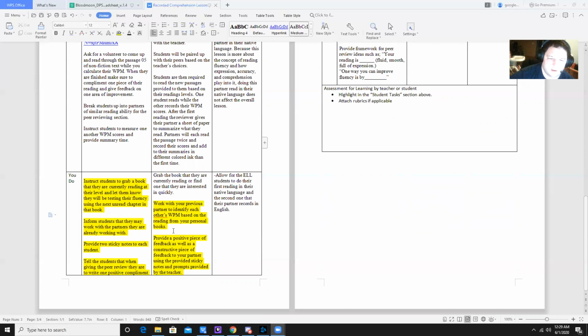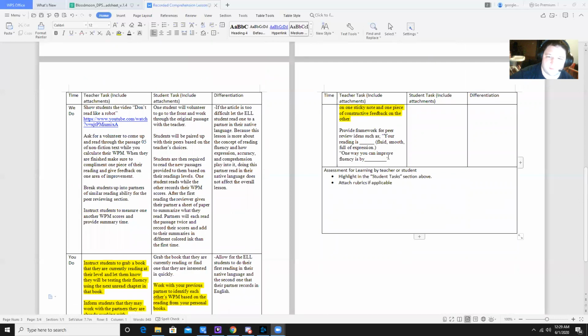And then they're going to provide a positive piece of feedback as well as a constructive piece of feedback to their partner. And then obviously I set up some kind of framework for that, so they know what it looks like. So: your reading is blank; your reading is fluid, smooth, full of expression, just those terms, that academic language that I want them to be using when they're referring to fluency. And then I have the other frame where it says, one way you can improve fluency is by blank. So it gives them the idea of this is what you did great, this is what I still think you can work on, because at this grade level they're still trying to get that constructive feedback.